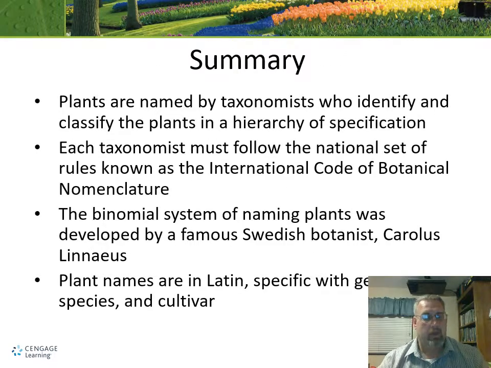So a quick summary. This is a very short lesson, but plants are named by taxonomists, and this taxonomy is set by the International Code of Botanical Nomenclature. It's a binomial system, and plants utilize Latin, and then they are specified by genus, capital letter, species, lowercase letter, and then whatever cultivar or variety you're discussing.